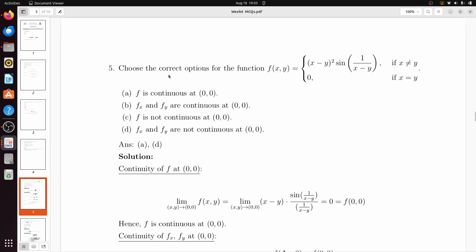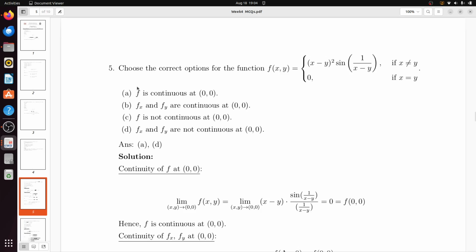Now choose the correct options for the function f(x,y) equal to (x minus y) whole square sin of 1 by (x minus y) if x not equals to y, and this is 0 if x equals to y. So what to prove? First, carefully examine what are the things that are given in options A, B, C, D.